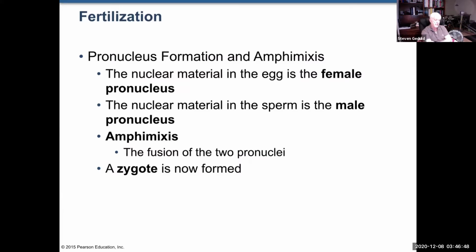Then this forms a zygote. A zygote is formed when the genetic material of the male and female combine to form the nucleus. Now you have a zygote. A zygote is a fertilized egg.